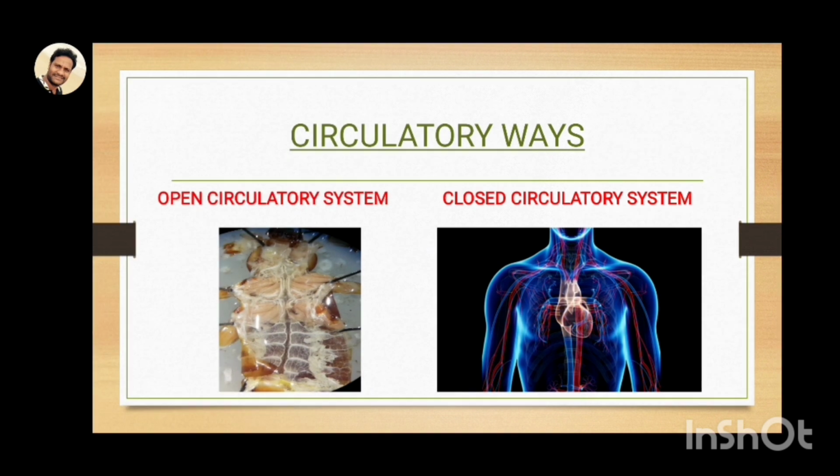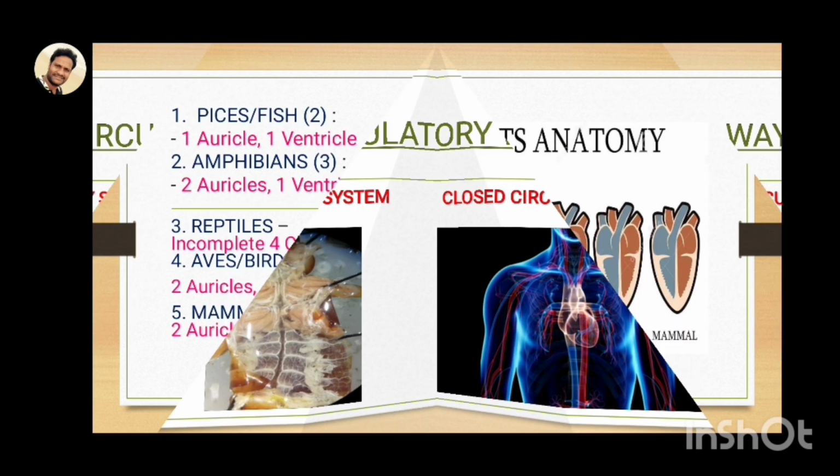Circulatory ways: mainly two types of circulation can be seen. One is the open circulatory system in lower level organisms. In higher level organisms like chordates, we see the closed circulatory system. In lower organisms like arthropods, for example the cockroach, the blood enters directly into sinuses without blood vessels, which is why it is called the open circulatory system. In highly developed organisms, the blood flows in blood vessels, which is why it is called the closed circulatory system.